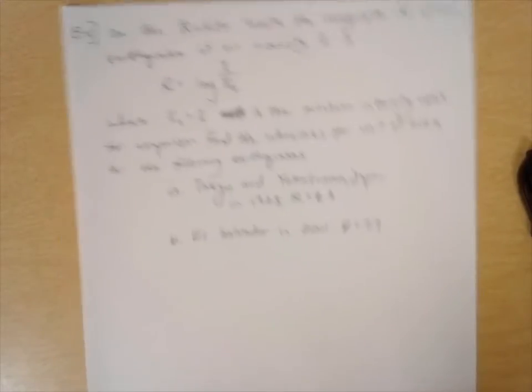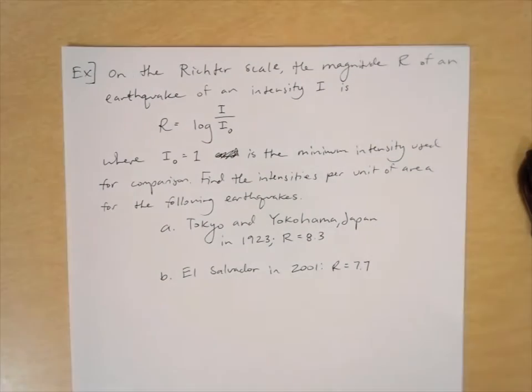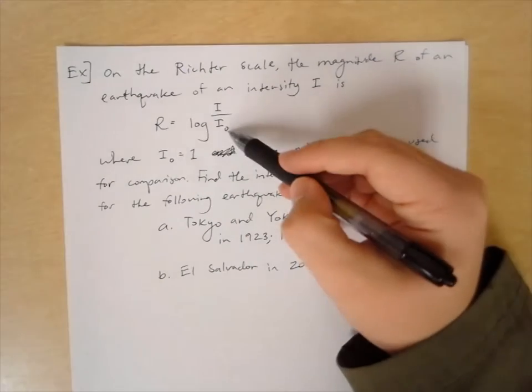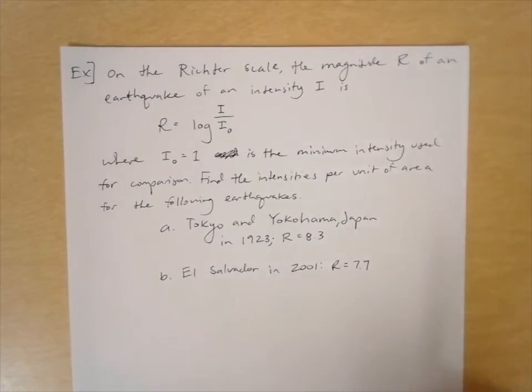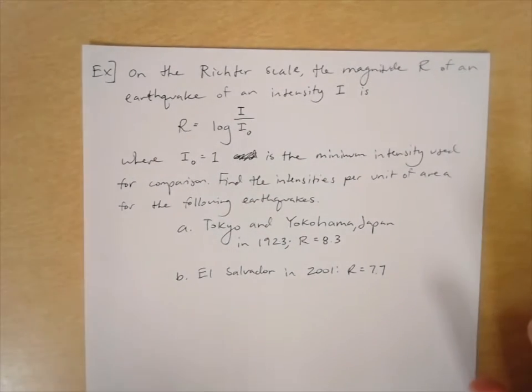Alright. Again, if you need to take a second to pause the video to write this down, please do so. Alright, so on the Richter scale, the magnitude R of an earthquake of intensity I is this model. R equals log I over I naught, where I naught, and I'm calling this little sub-zero naught because that is what that little zero at the bottom is typically referred to, and it's usually used as the beginning of something, where something started. Where I naught is 1, that's the minimum intensity used for comparison.